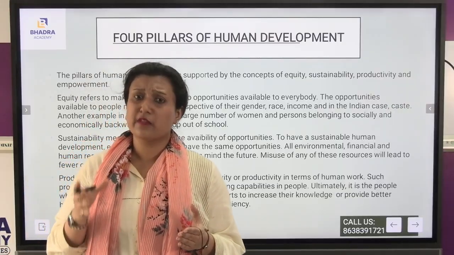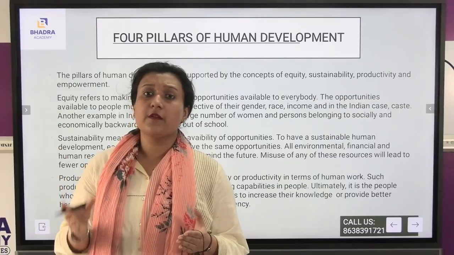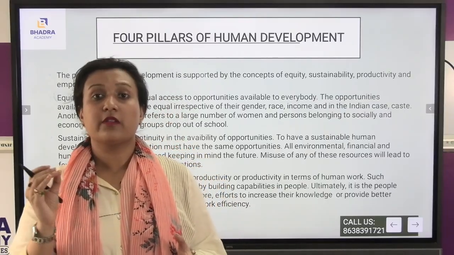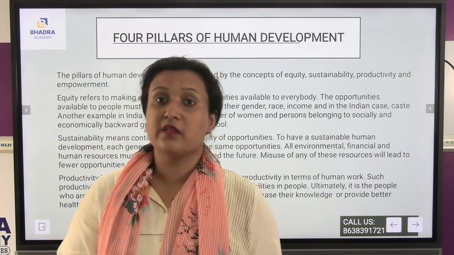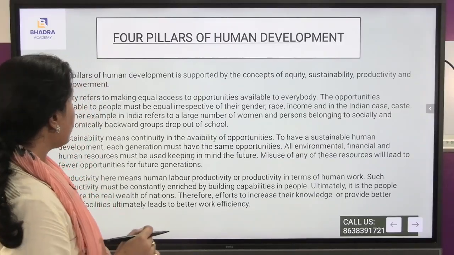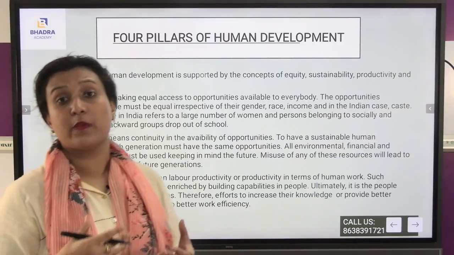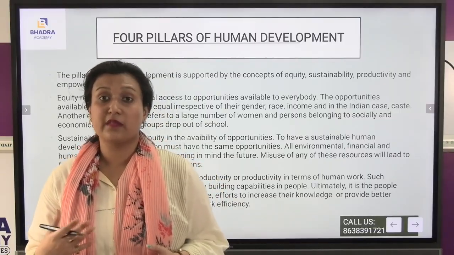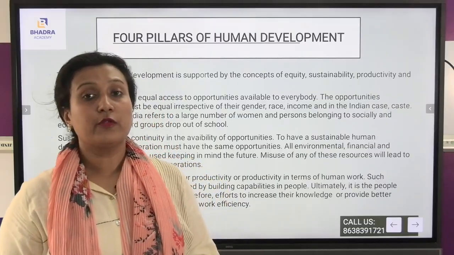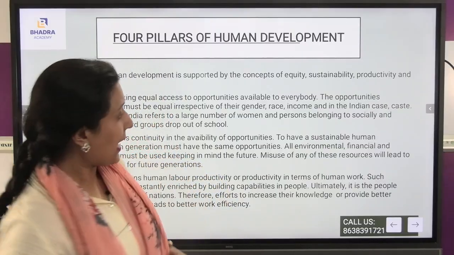As a result, equality must be served to each and every individual in a particular society. Whether it is women or children, they must be equal before the eyes of the law. This is the meaning of equity. Also, equity means there should be no discrimination on the basis of gender, caste, or religion as well. This is also part of equity. I hope you have understood.